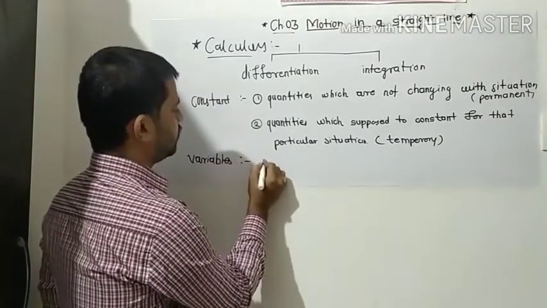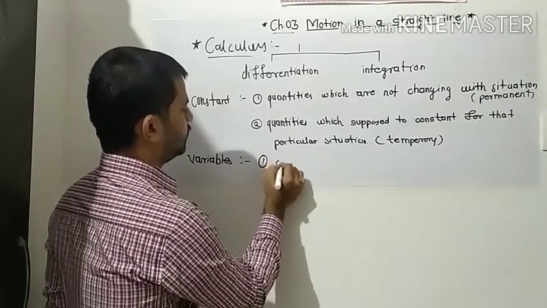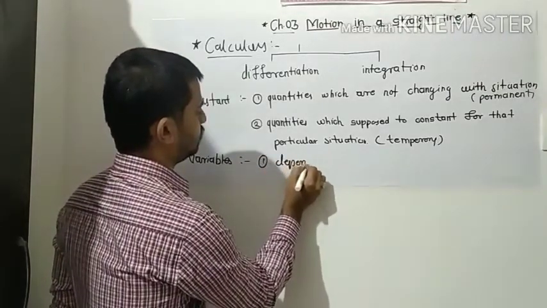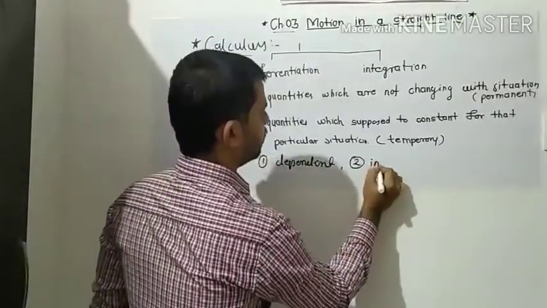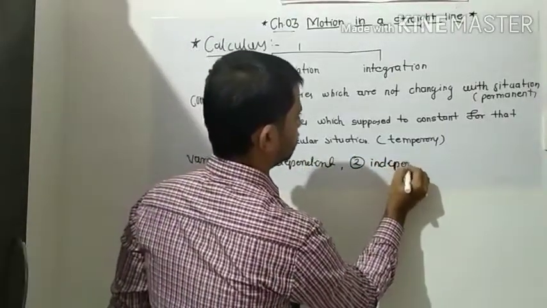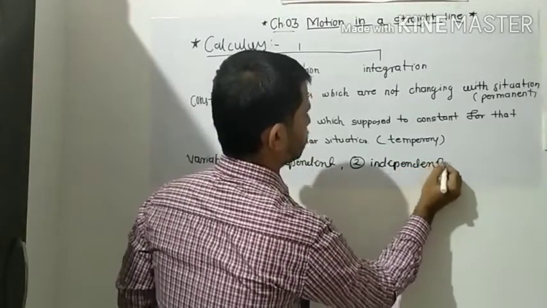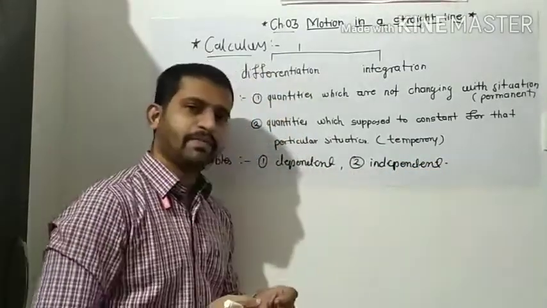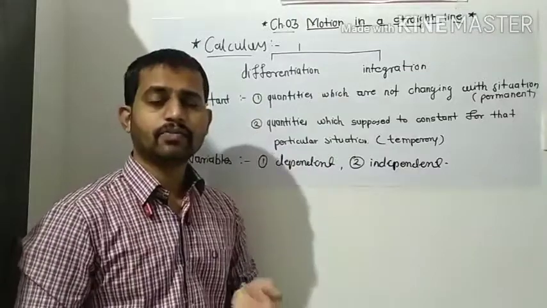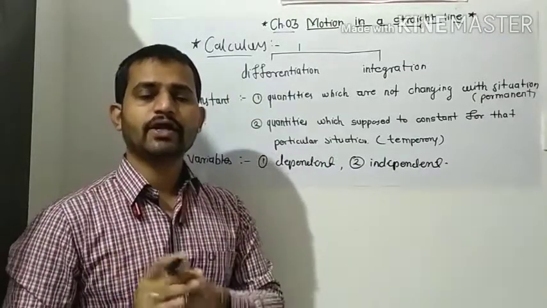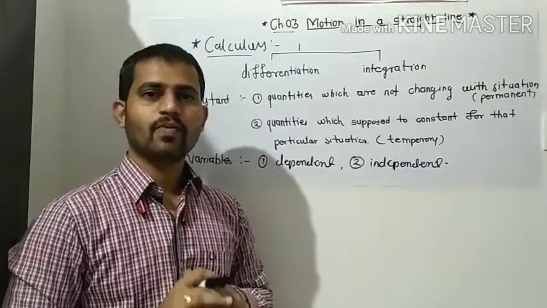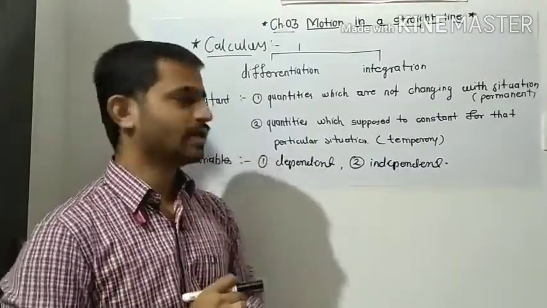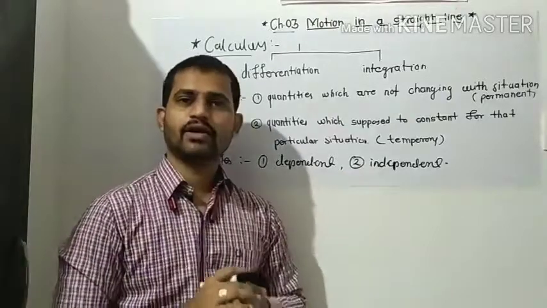If we write here the variables, a variable is either dependent or independent. The position is dependent on the time, because time does not depend on any variable. So that's why we can say here that the time is independent.